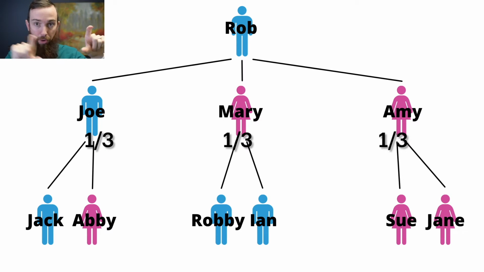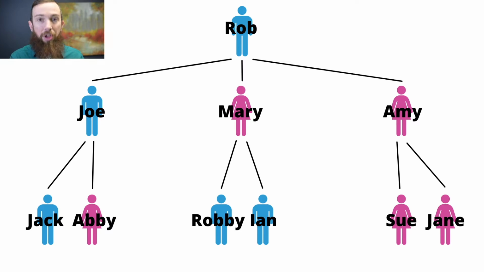So if all 3 of the primary beneficiaries are there and Rob selected the per stirpes option, then those three branches are paid out equally. So Joe, Mary, and Amy all receive equal payouts. But staying with our example, something has happened to Mary. Now, remember I said all three branches are paid out equally.